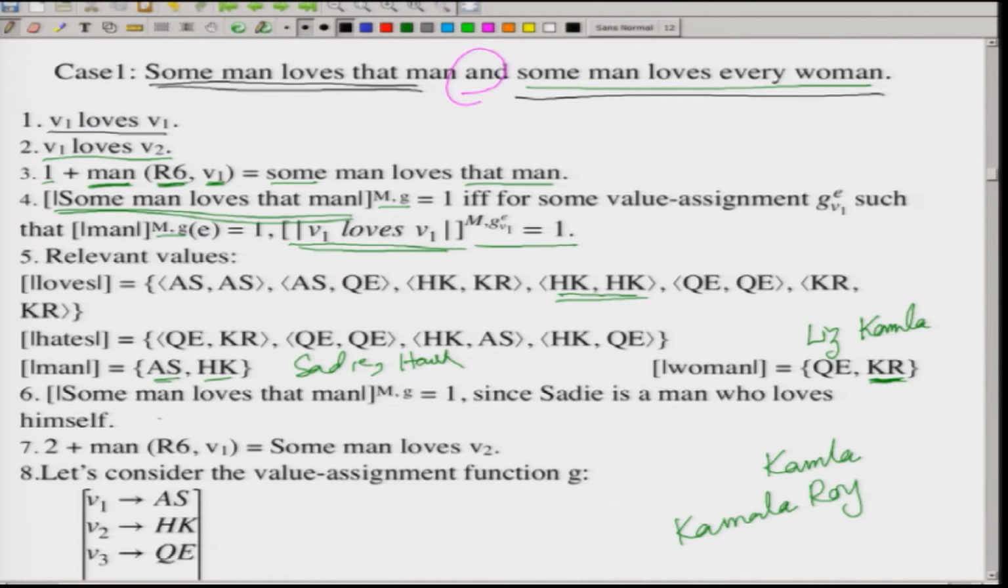So that is why some man loves that man is 1, since Sadie is a man who loves himself. Then we go to the second part of the statement, that is, some man loves every woman. In this we start here. So that is 2 plus man, we once again apply R6 and we apply that to V1. So this V1 with R6 gives us some man loves V2. V2 remains V2 because there is no repetition here. It is just one occurrence of V2, so it remains V2.